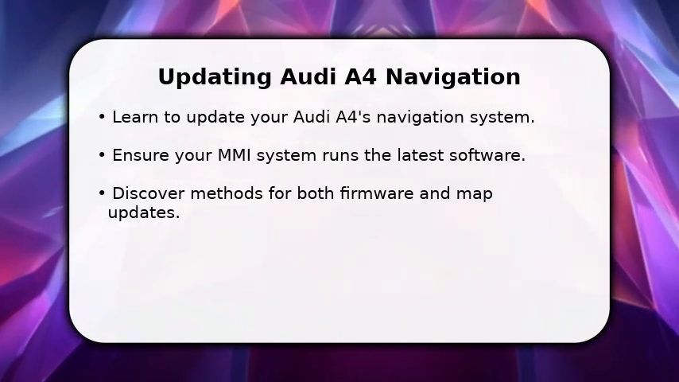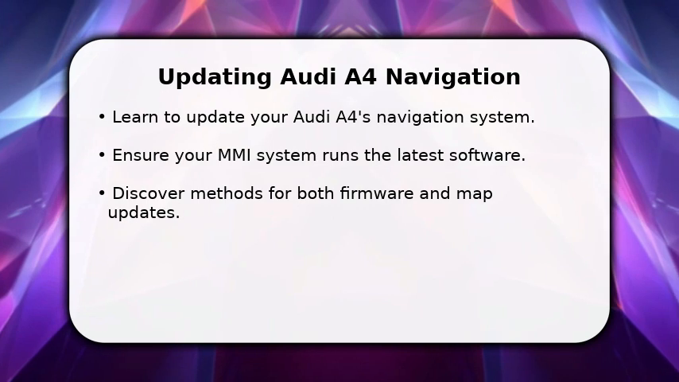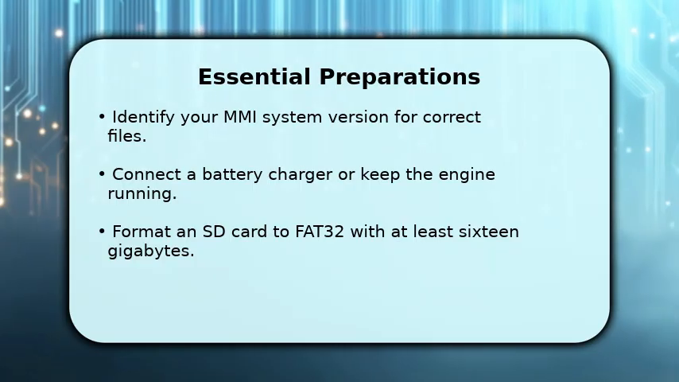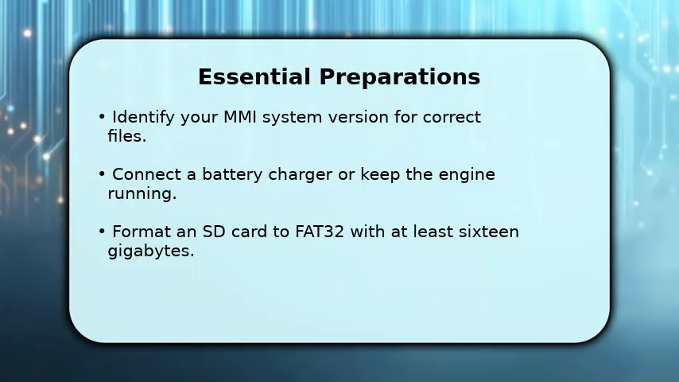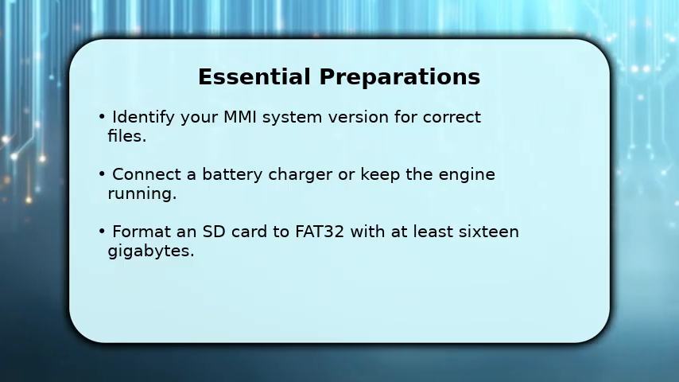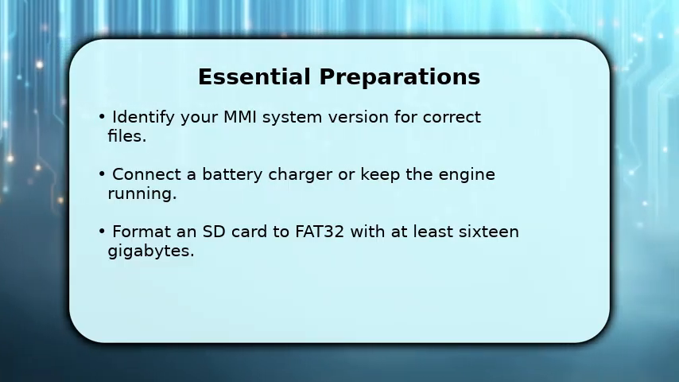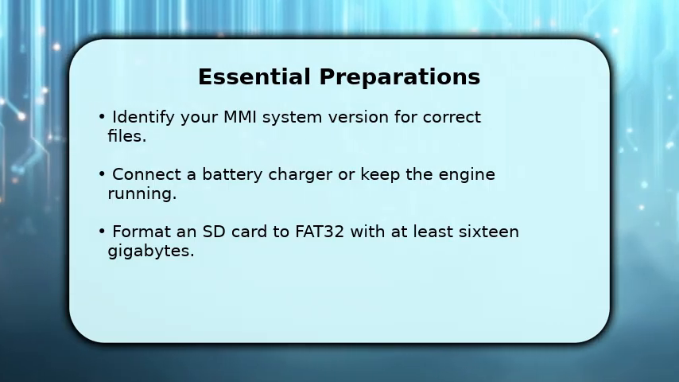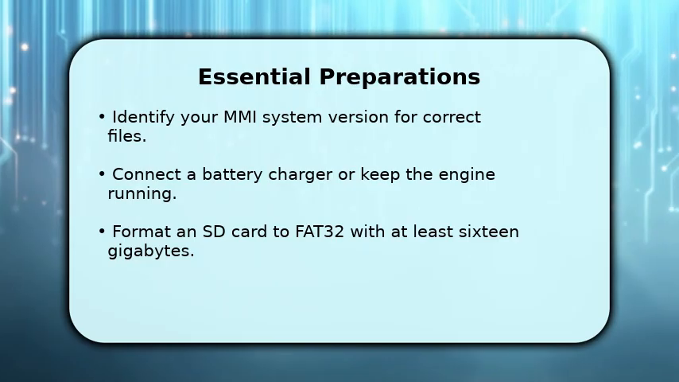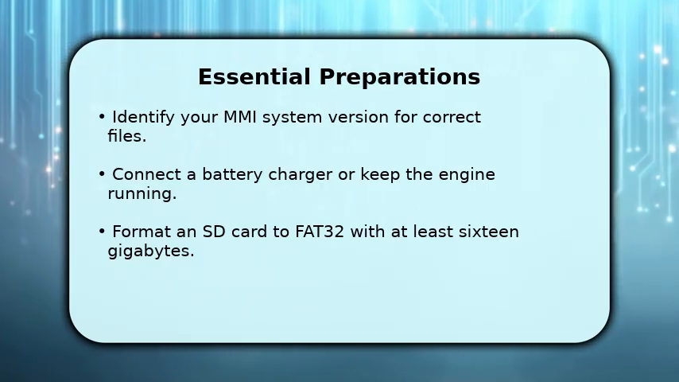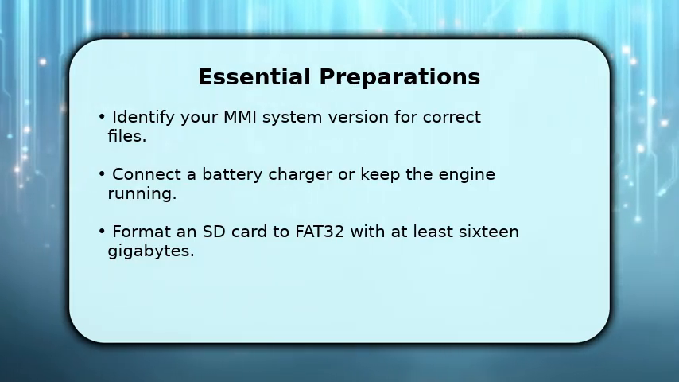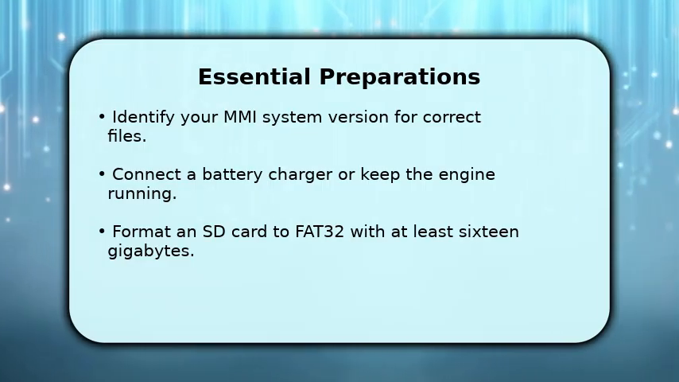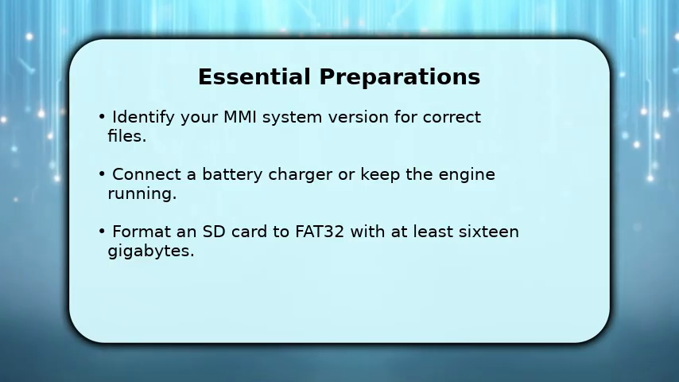Let's get started by understanding the initial preparations. Before beginning, it is crucial to prepare properly. First, identify your MMI system version, as this determines the correct update files. Next, connect a battery charger or keep your engine running throughout the process to prevent power interruptions. You will also need an SD card, formatted to FAT32 with a minimum capacity of 16 gigabytes. Finally, download the appropriate firmware and map files for your specific region and MMI version.